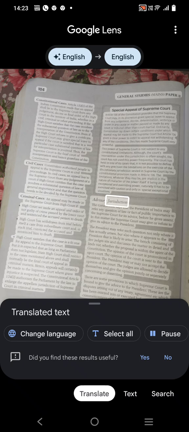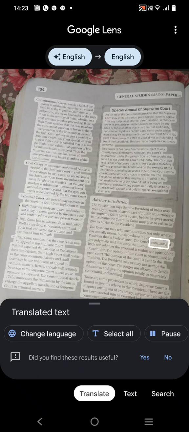Advisory jurisdiction. The Constitution says that the President of India may refer any question of law or fact of public importance to the Supreme Court for its advice, before he gives assent. In this matter, the Supreme Court may give or refuse to give its advice to the President. The President may refer such a question not only where it has actually arisen, but also where it appears to the President that it is likely to arise.